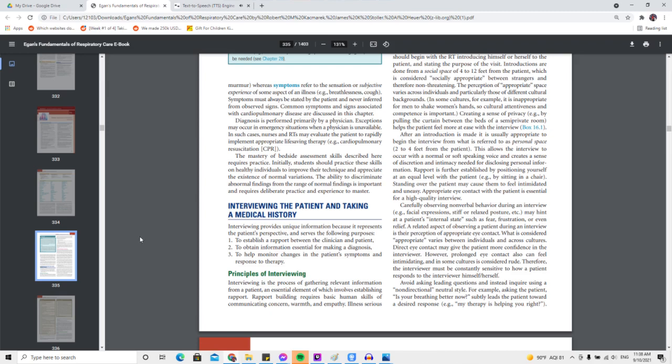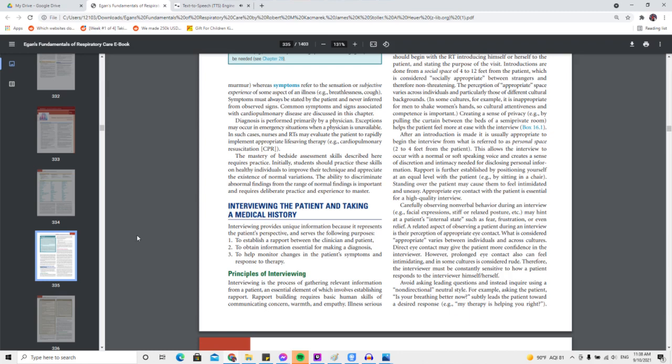Interviewing provides unique information because it represents the patient's perspective and serves the following purposes. 1. To establish a rapport between the clinician and patient. 2. To obtain information essential for making a diagnosis. 3. To help monitor changes in the patient's symptoms and response to therapy.